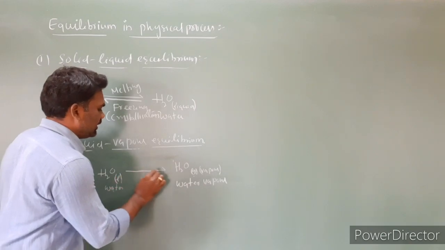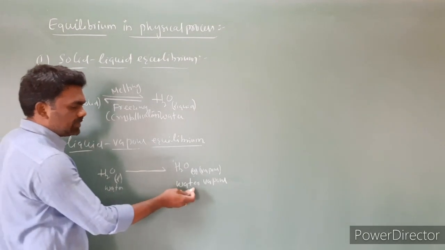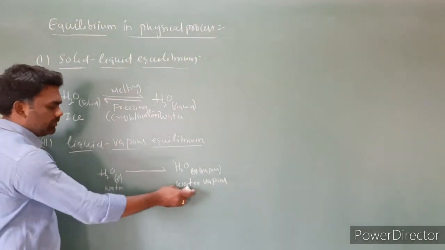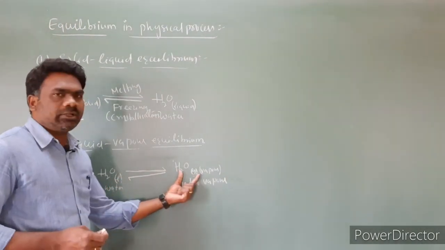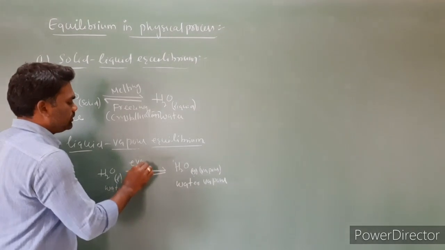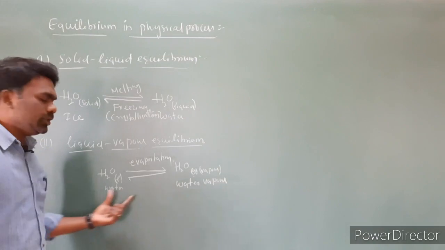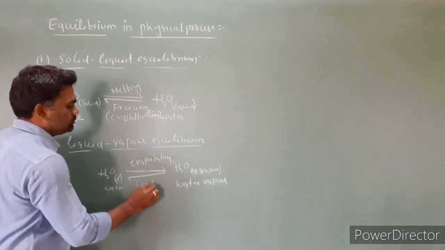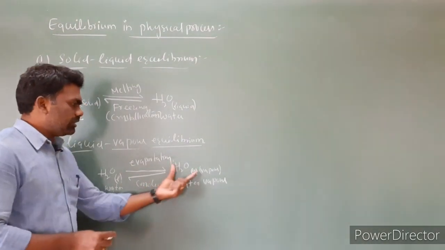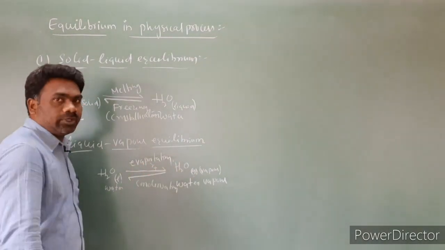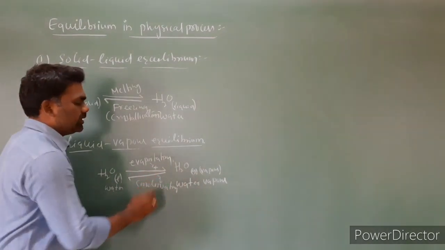The conversion of water into water vapor is the forward direction. The conversion of water vapor into water, when the temperature decreases, is the backward direction. The conversion of water into water vapor is evaporation, and the conversion of water vapor into water is condensation. So evaporation is the rate of the forward direction, and condensation is the rate of the backward direction.